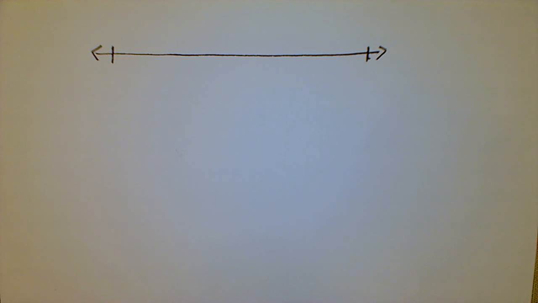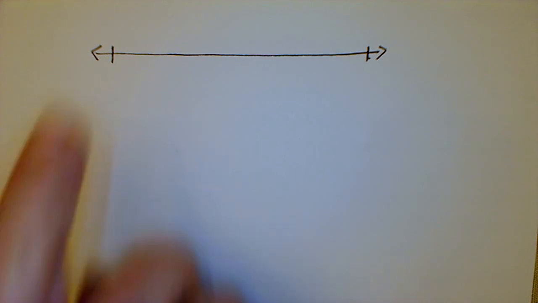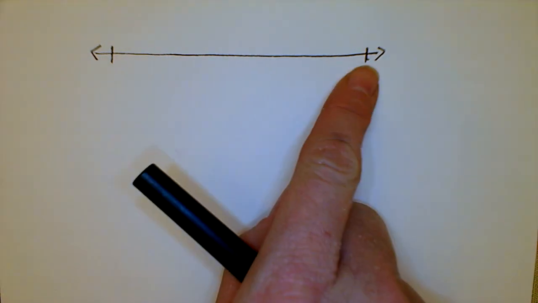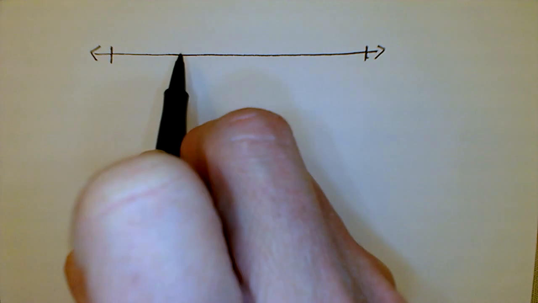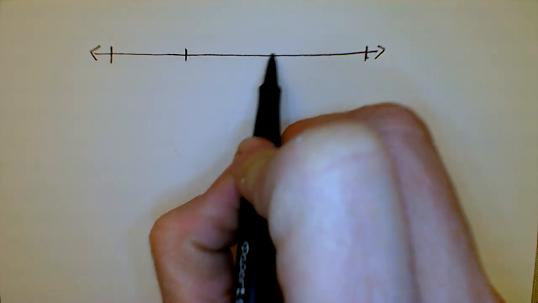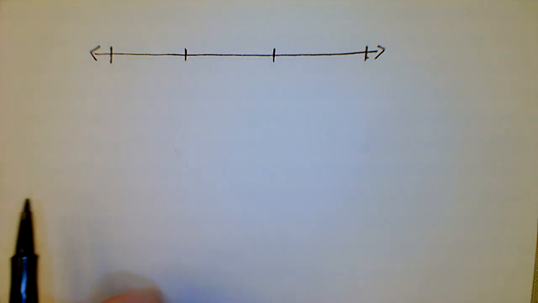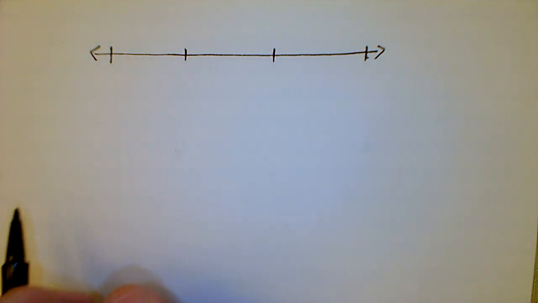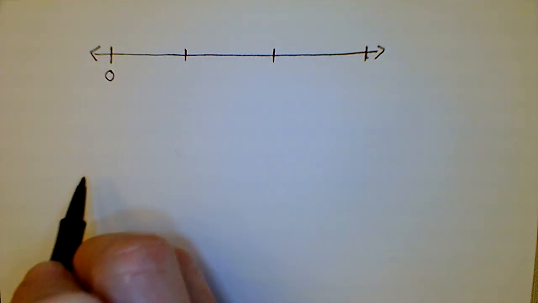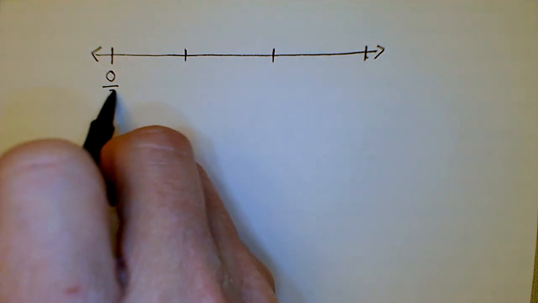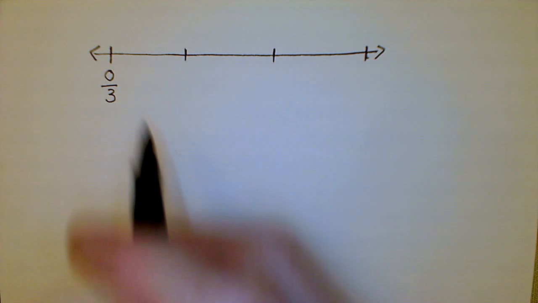So again, thirds means that there are going to be 3 equal pieces between what I know is 0 and 1 because I've told you that. So let's go ahead and do that. And I'm going to go about here and about here. It's good enough. Looks pretty equal to me. Now, since I'm decomposing this into thirds, instead of writing just plain old 0 here, what I want us to do is write it as 0 thirds.